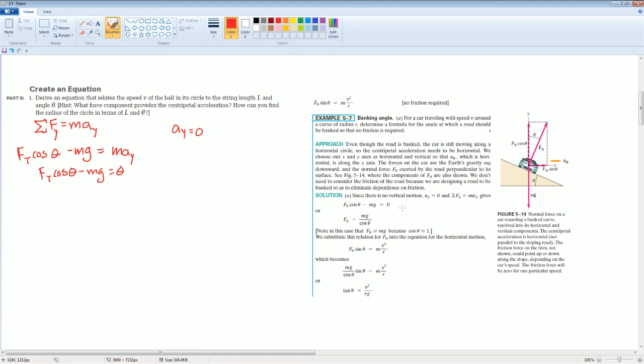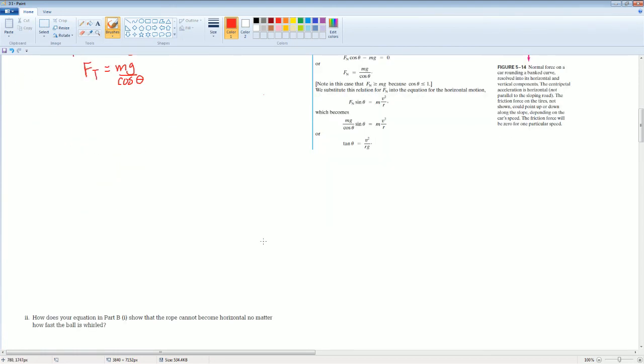Now here our goal was to get it in terms of v, l, and theta. So I'm going to rewrite it exactly the way this is. Here I'm going to move over the mg. So ft cosine theta is equal to mg. Divide by cosine theta. Ft is equal to mg over cosine theta. All right. Good.